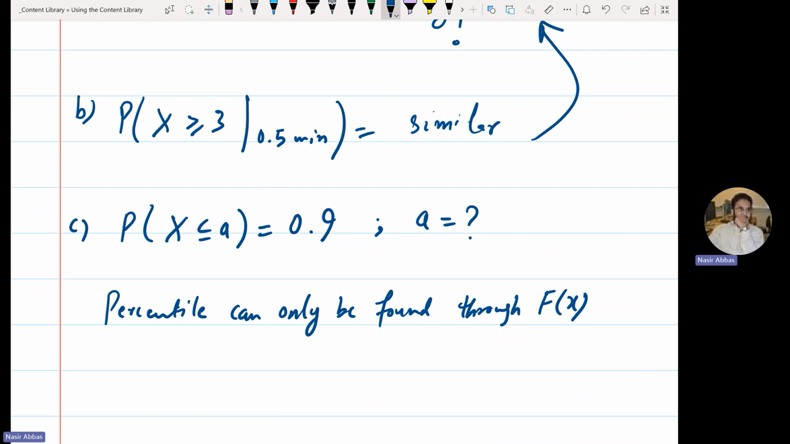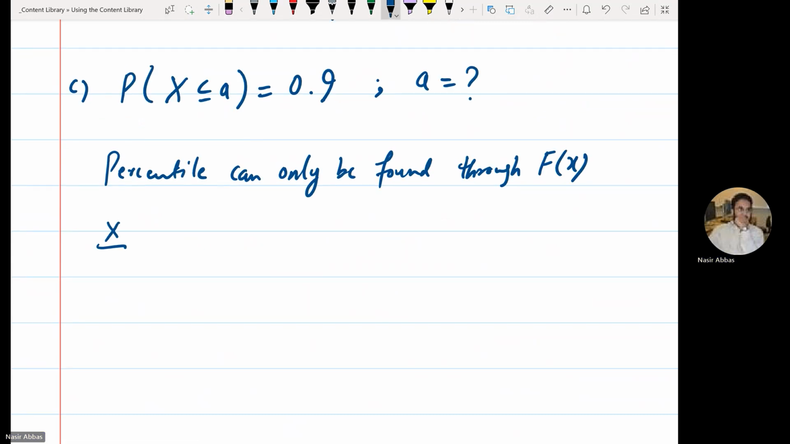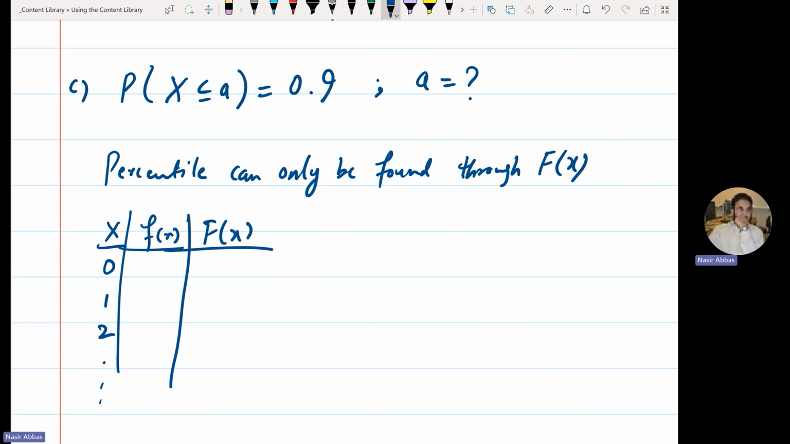So you need to create a table of X. What are the values of X which are possible for Poisson? 0, 1, 2, all the way. You have the functional values in the formula sheet, correct? E to the power minus lambda, lambda to the power whatever. From this one, you need to create f of x. And you need to see where this f of x is first time hitting 0.9. And the corresponding value of x is a. You get the point? I will show you now.